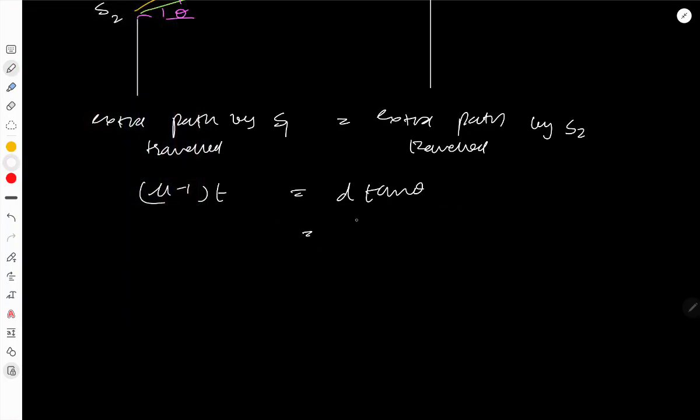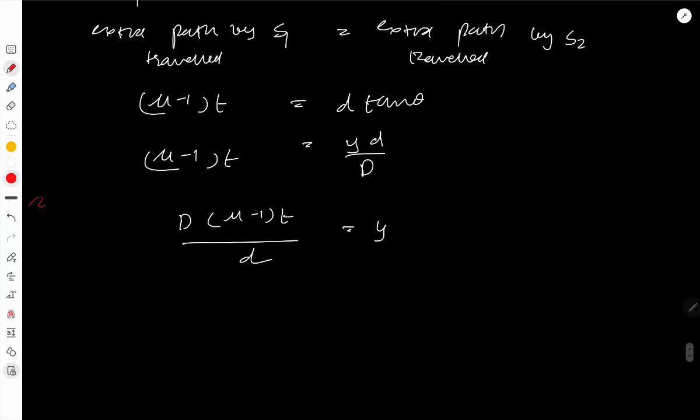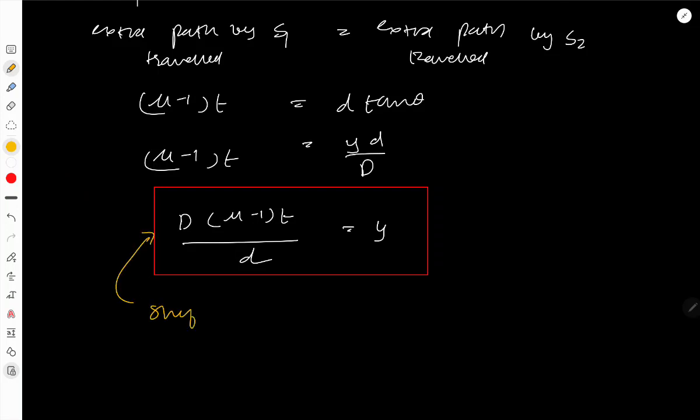So now I write tan theta as y d by capital D, equal to mu minus 1 into t. And for y, we shift all the things onto the left side: mu minus 1 into t upon d equals y. That's it. So this is the shift in central bright.